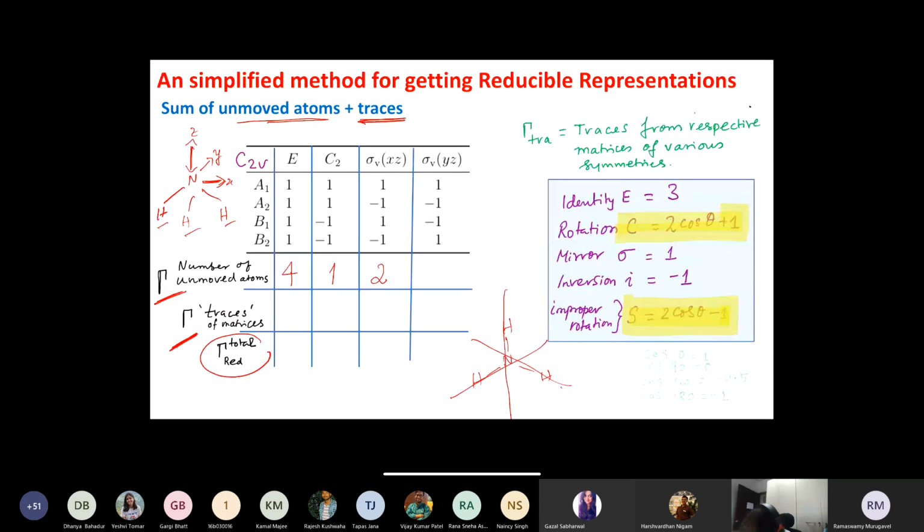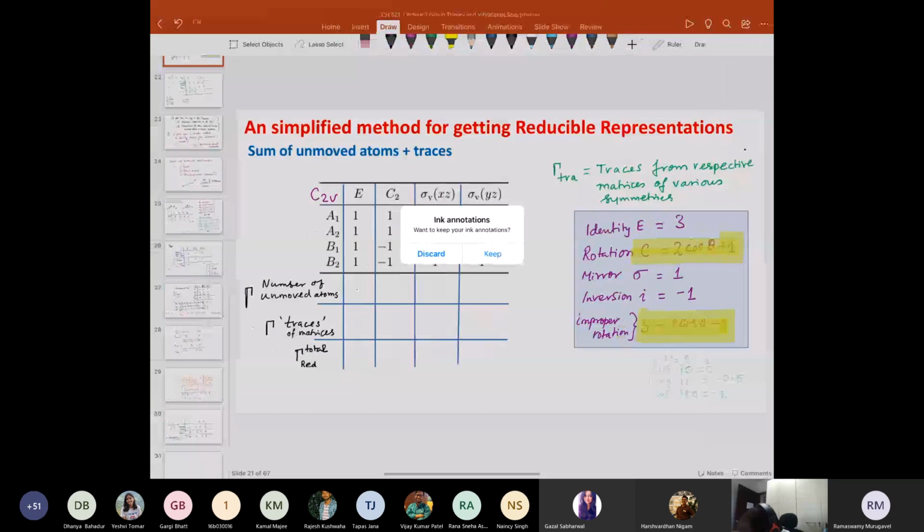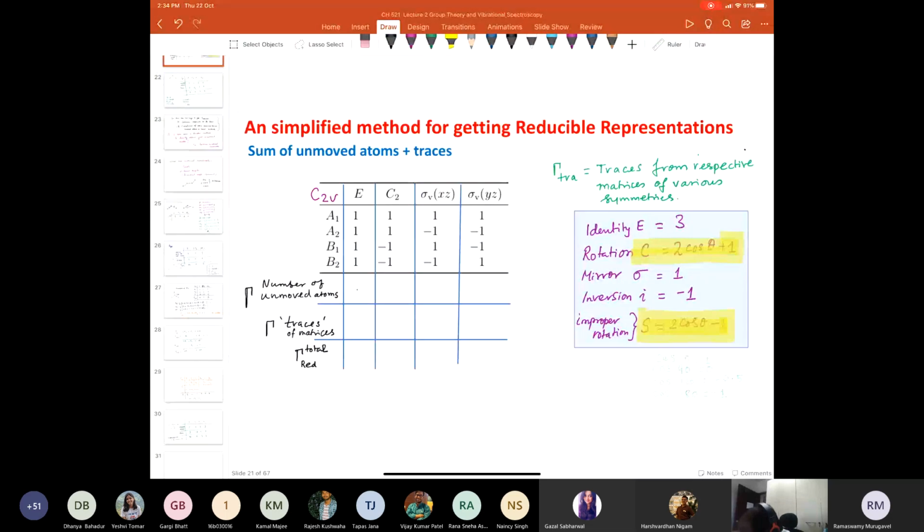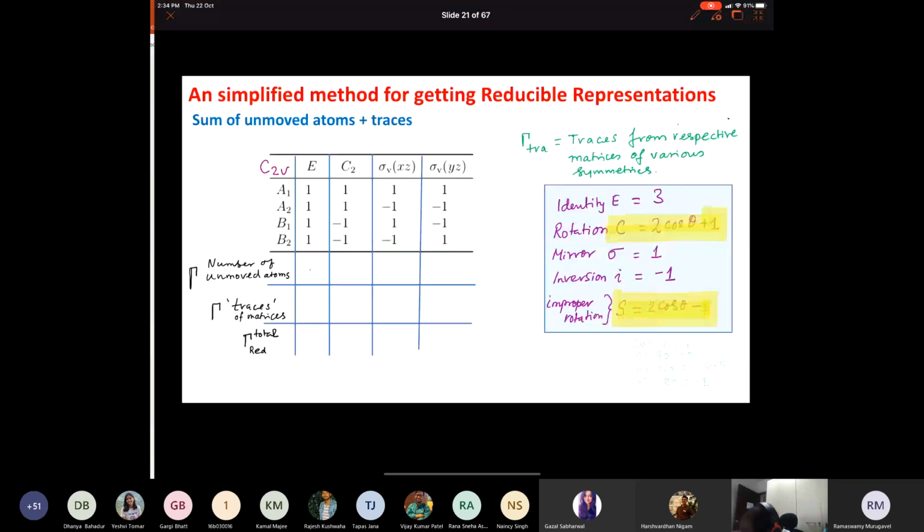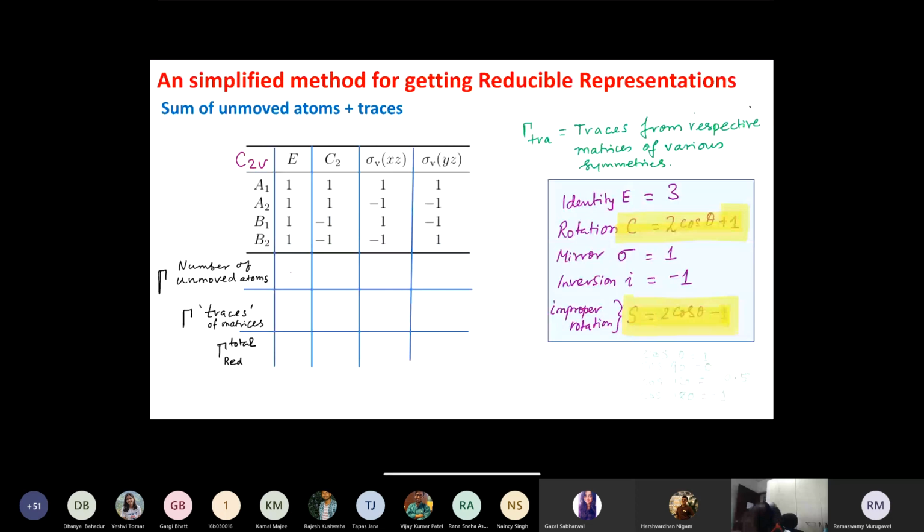Oh, I'm sorry. I just completely got mixed up. Just 1 second. What am I doing? I'm not doing it for ammonia. I'm just doing it for C2v. Yeah, I'm doing it for C2v. I just want to do it stepwise. Just a minute. I need to come out and erase this. Discard. Okay, I'm sorry. We are still on water.